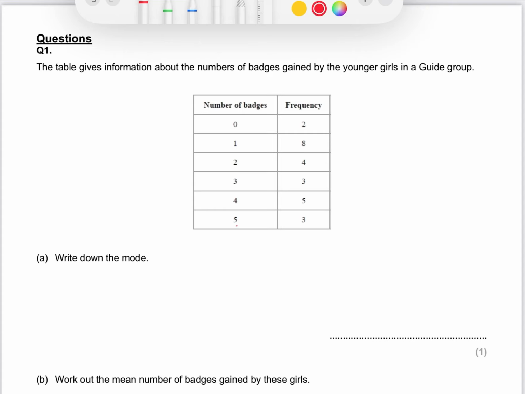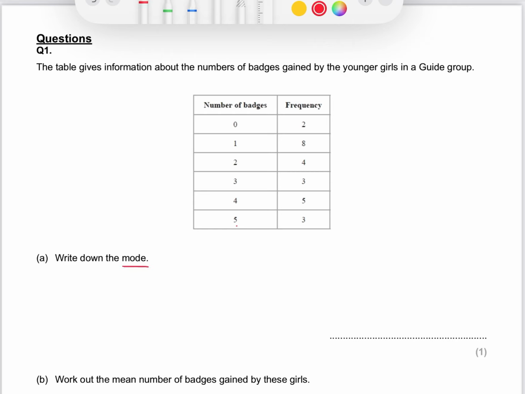So first, the question has asked me for the mode. If we look at the question, it's telling me in this table of information, it's the number of badges gained by younger girls in a guide group. So first we have to be able to read the actual table. If you look here, it says number of badges and it says frequency. So this says 2 girls got 0 badges, 8 girls got 1 badge, 4 girls got 2 badges, and so on. So step 1, you need to be able to read that table.